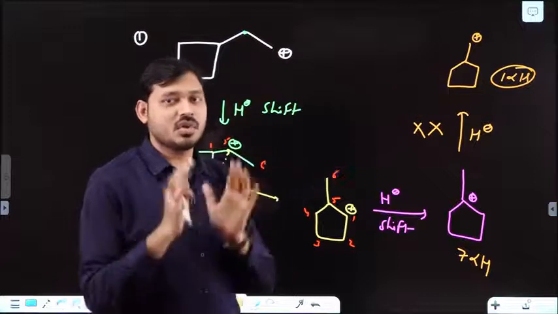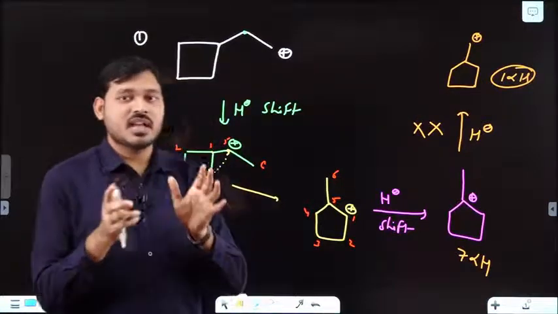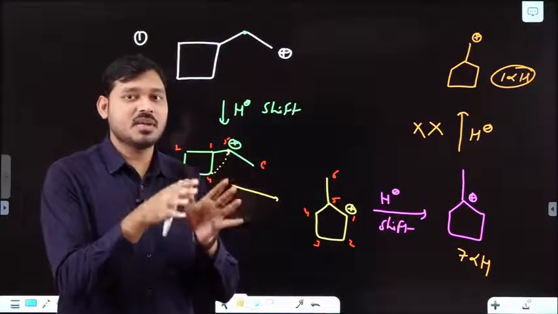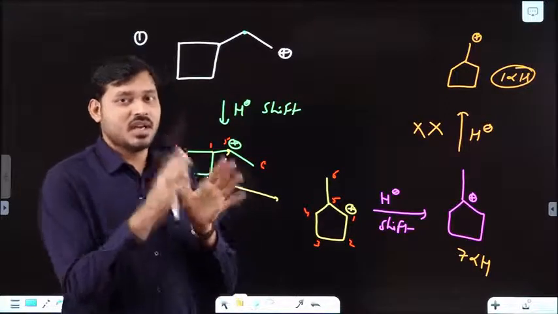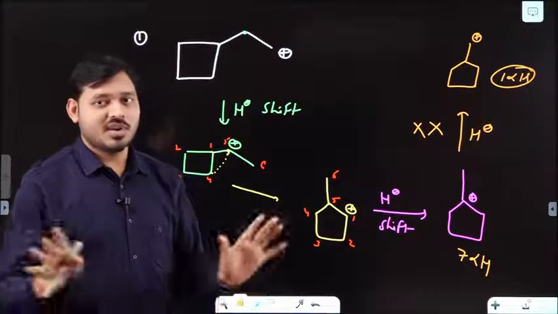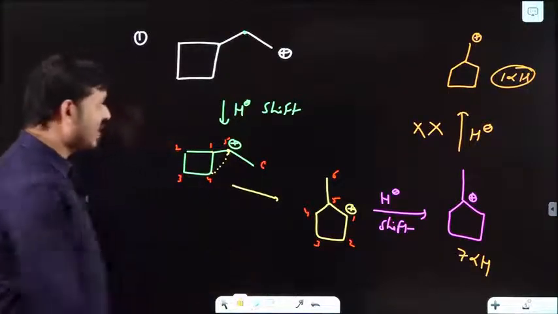Simple. So don't confuse. Always remember the next step after rearrangement must be more stable than the earlier one. Then only ring expansion or rearrangement will occur. Otherwise it will not occur. Clear? Note it down.